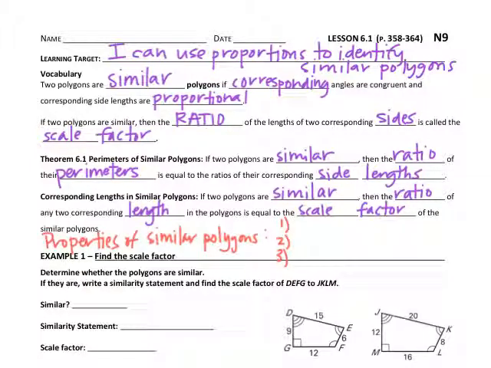This is the video for lesson 6.1. At the top of your page, please write down the learning target. I can use proportions to identify similar polygons.